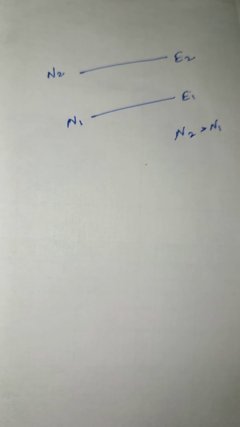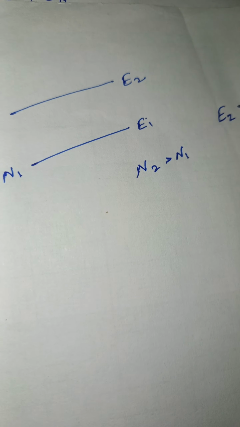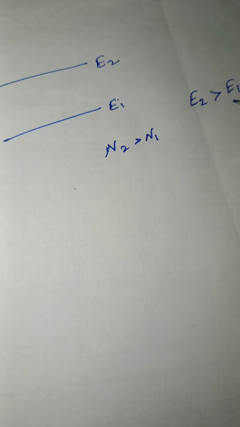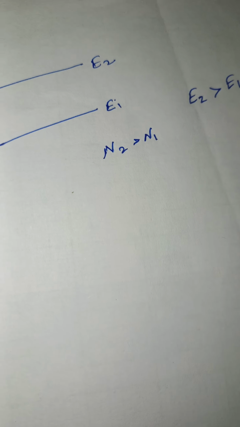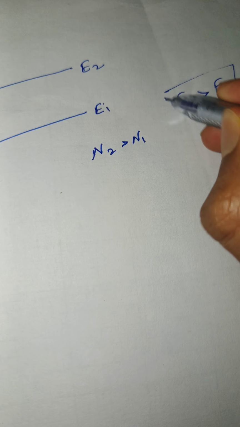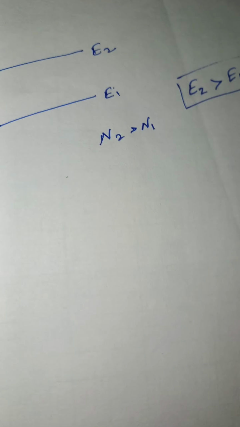So what is meant by population inversion? In population inversion, N2 is greater than N1. Remember, this is not the usual condition. E1 might represent the ground state and E2 the excited state. And in population inversion, N2 becomes greater than N1.